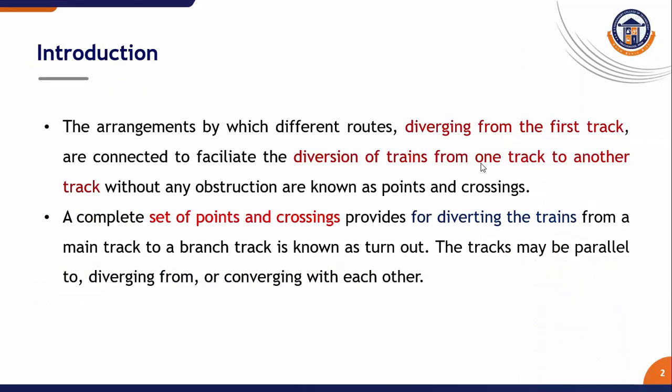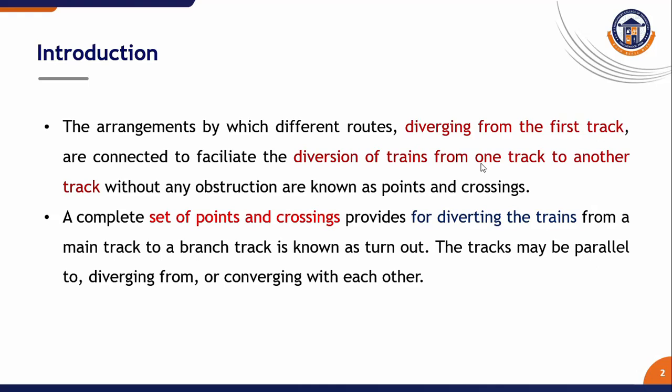Introduction. The arrangements by which different routes diverging from the first track are connected to facilitate the diversion of trains from one track to another track without any obstruction are known as points and crossings. So it plays the key role in railway engineering, because without disturbing the rail transport, the tracks are changed from one path to another path. The points and crossing is the important part.